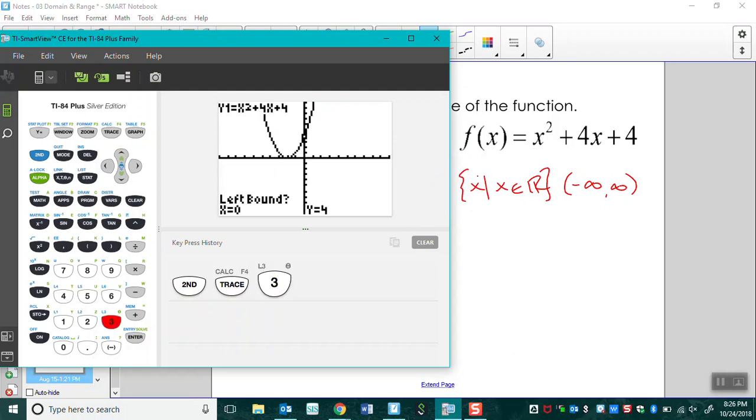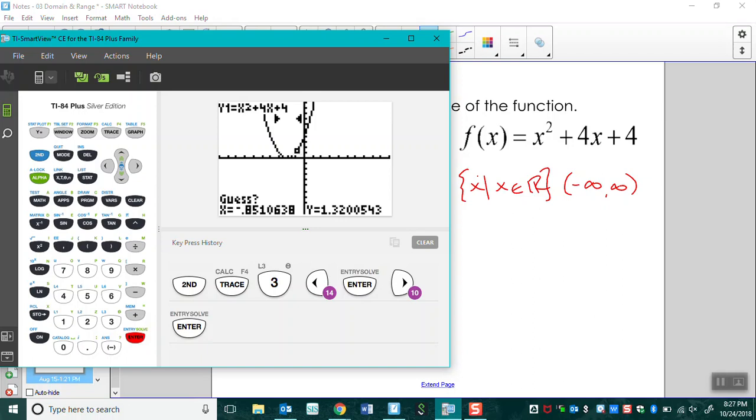And now it asks for this left bound. This means that I want to be to the left of that bottom point. So I just use the right and left arrows to move around. We get to a point that we like. As soon as we're sure we're to the left, we hit enter. Now it asks for the right bound, so I move to the right of that bottom point. And as soon as I'm sure that I'm to the right, I hit enter again.